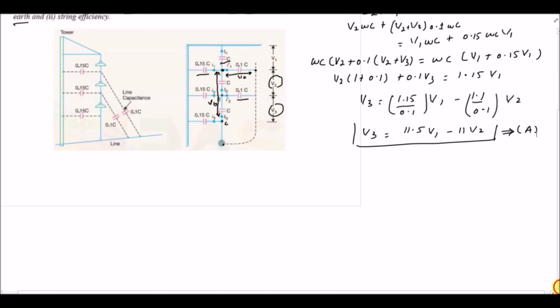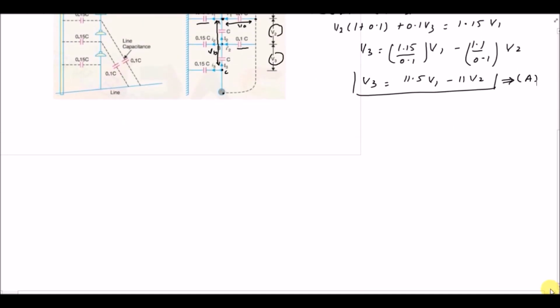Now we will apply KCL at node B. So this is your node B. So for KCL at node B, we have small I2 plus capital I2 is equal to I2 dash plus capital I3.